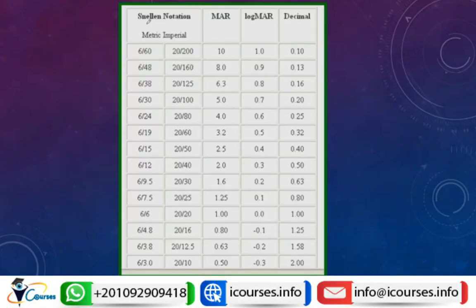And here is a table to show you the different notations used in Snellen. Snellen can be expressed in meters, as in the British system, or in feet, as in the American system. So 6/60 equals 20/200, and the patient will have a minimum angle of resolution of 10. The logarithm of 10 will be 1, and by the decimal, 6 over 60 will be 0.1. This is the principle, and we can apply it to any kind of acuity, like 6/6, 6/30, 6/12, or 6/24. So you know the principle now.